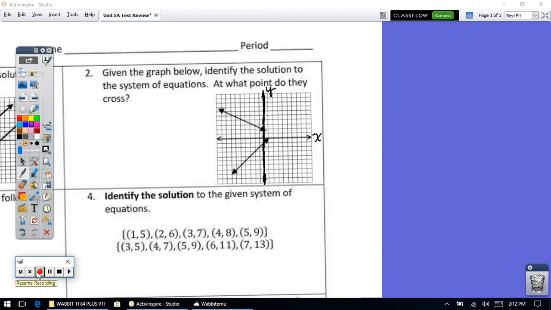2, given the graph below, identify the solution. Okay, we need to figure out where they cross. You'll notice that these two lines have arrows on the end, so we need to extend those out. So let's do that here. We're going to extend this out here, and we'll extend this one out here, and then we can see the point of intersection. And so let's figure out what this point of intersection is. If I go from the origin right here, if I go over 2 and up 1, 2 comma 1, that would be the solution to this system.